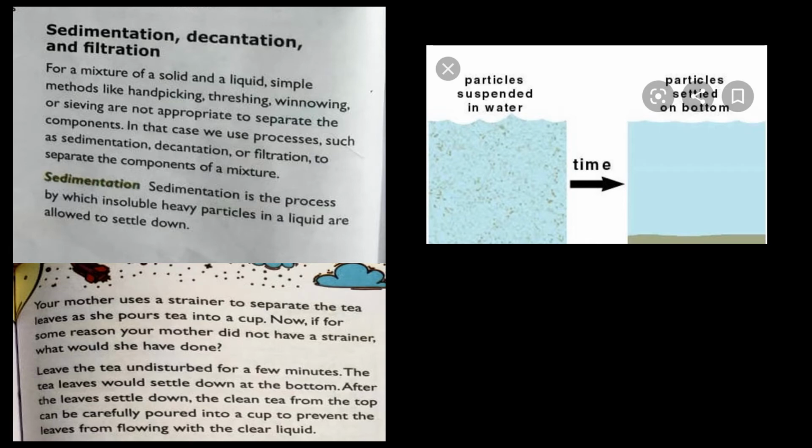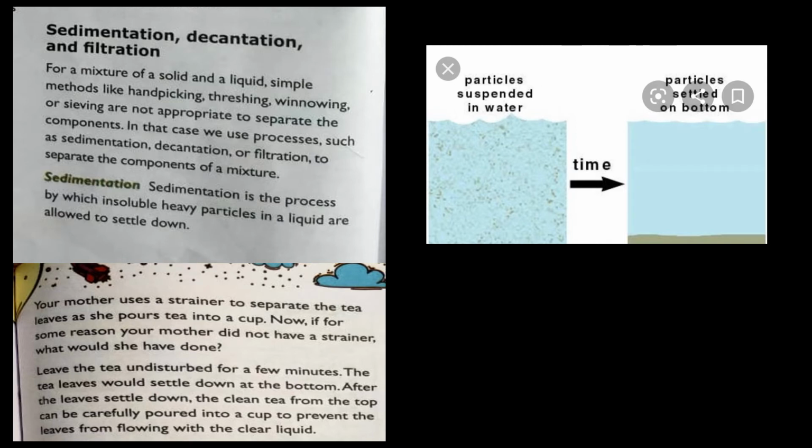It is known as sedimentation. So what is in it? You see, sedimentation is the process by which insoluble heavy particles in a liquid are allowed to settle down. That means two types of things will be there. One particle that will be a little bit heavier, insoluble, or you can say soluble also, but a little bit heavier. But firstly, it is in a mixture, when it is in mixed form.